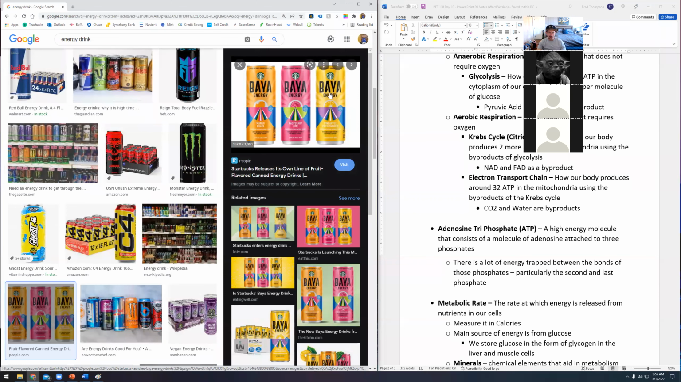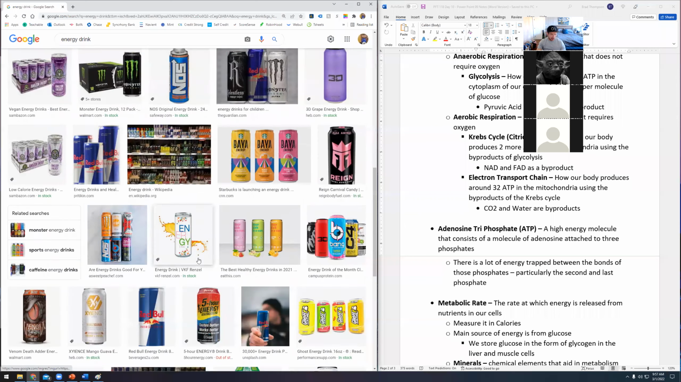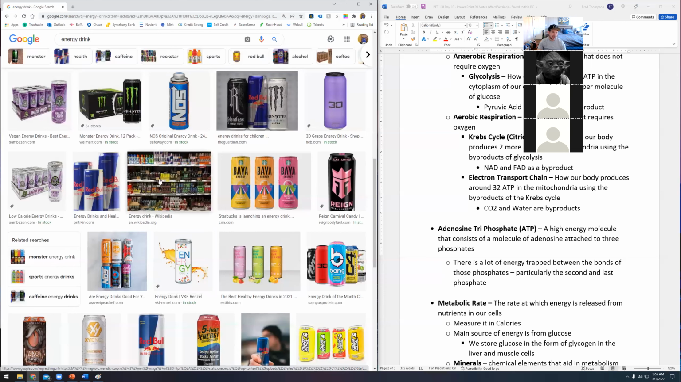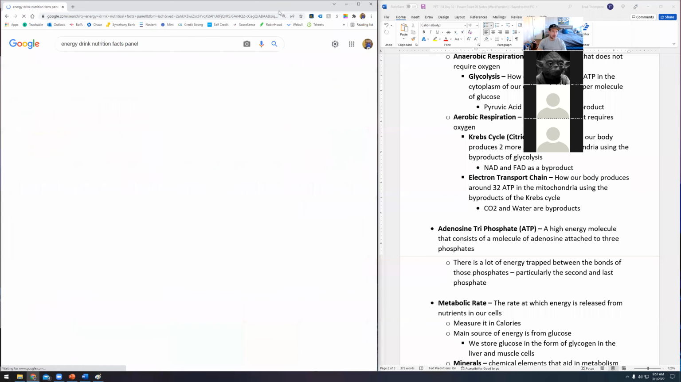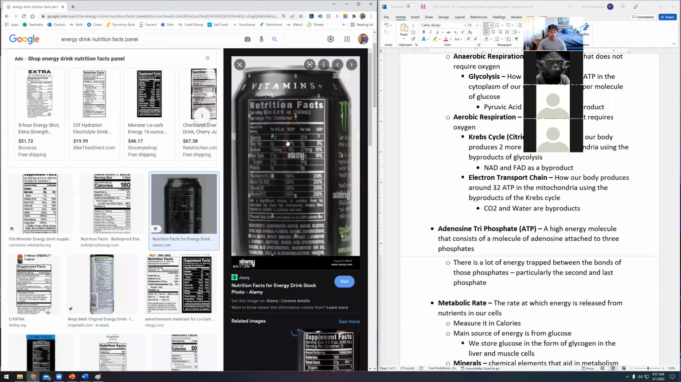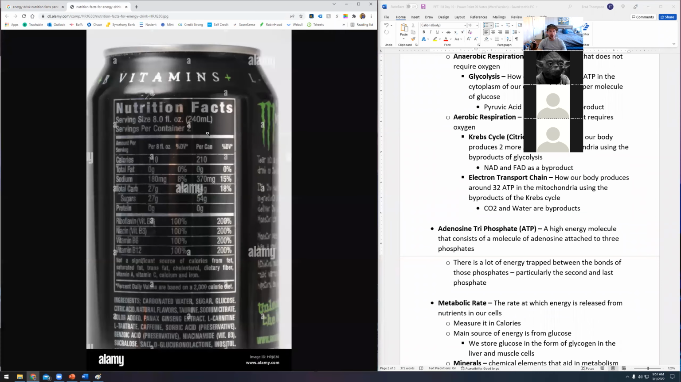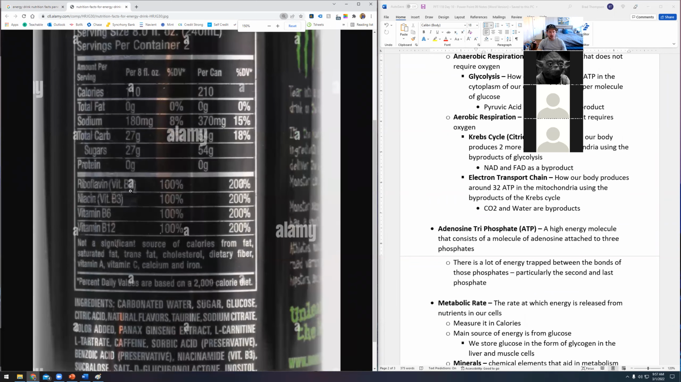Is it Starbucks? Starbucks has its own energy drink now? Good Lord. So you'll see all these things. I'm looking for one where it actually says on the front that it's packed full of B vitamins. But if you look at the nutrition facts panel here, you will see a whole bunch of vitamins: riboflavin, which is B2, niacin, which is B3, B6, and B12. You are seeing this thing being loaded up with sugar, which helps with glycolysis.